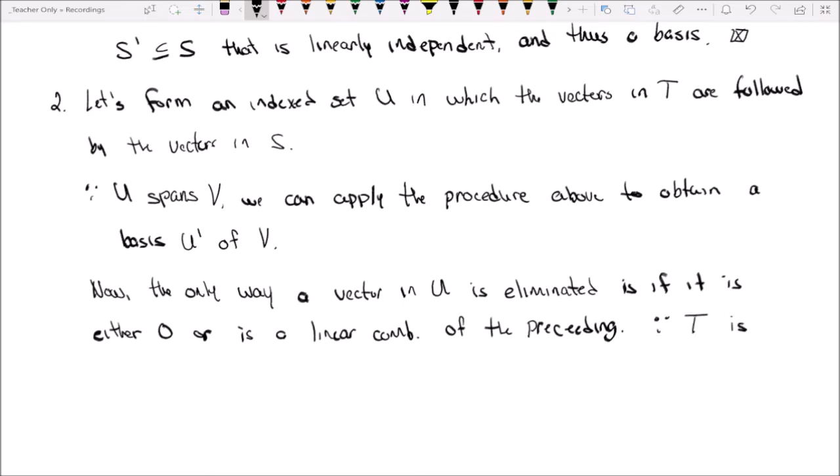Right, so since T is already linearly independent, none of those vectors will be eliminated, right? So none of the vectors in T will be eliminated. This is because obviously none of those vectors will be 0. Otherwise, it's automatically linearly dependent, right? And also, you can't have a vector being a linear combination of the preceding vectors because T is linearly independent.